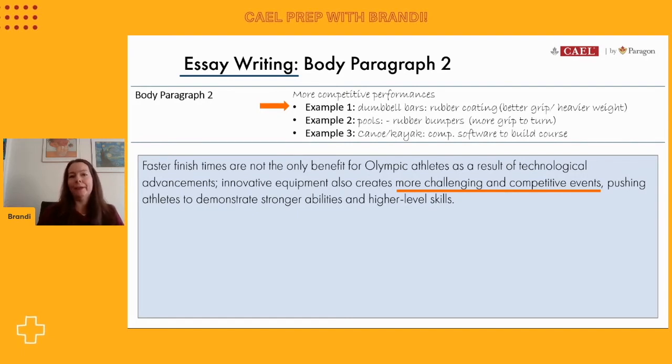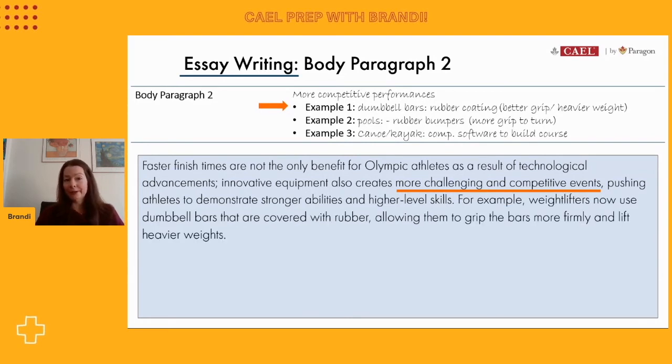So you can imagine then how that's improving their overall performance in that sport. So let's add that idea now. We'll start with our transition. For example, weightlifters now use dumbbell bars that are covered with rubber, allowing them to grip the bars more firmly and lift heavier weights. So again, I underlined that specific example in orange there to show how it connects back to our topic presented up above.